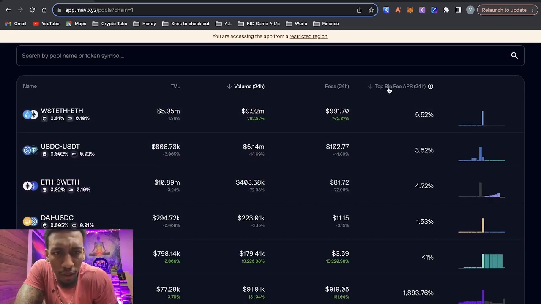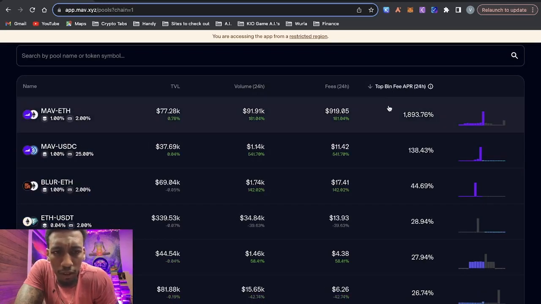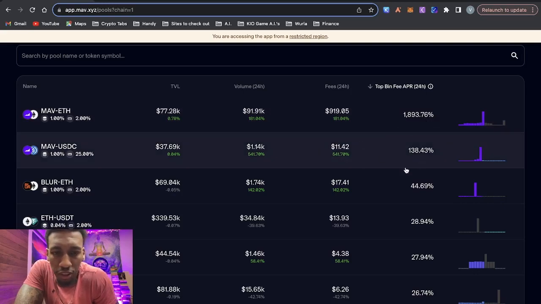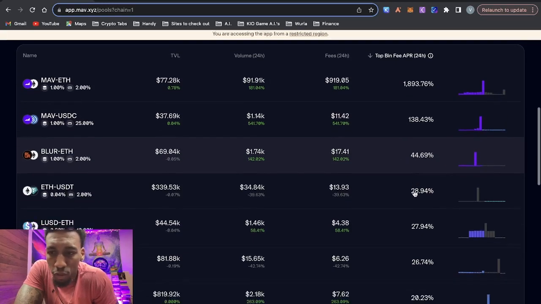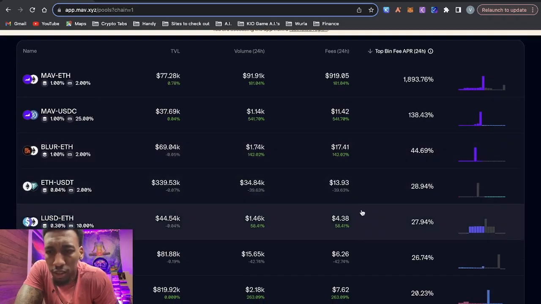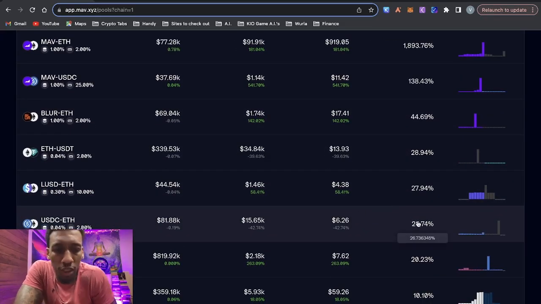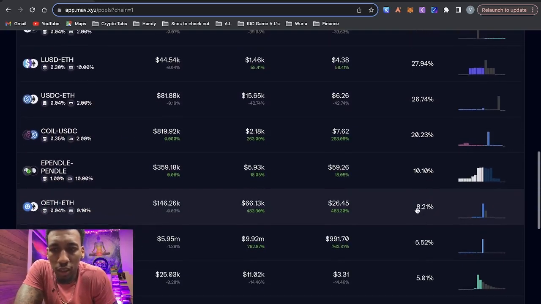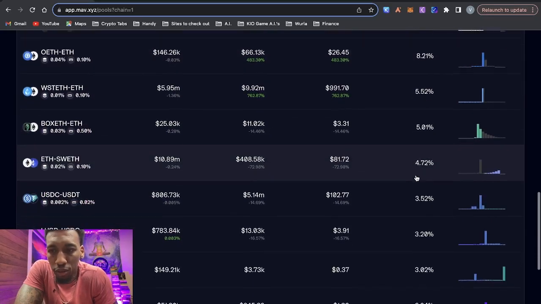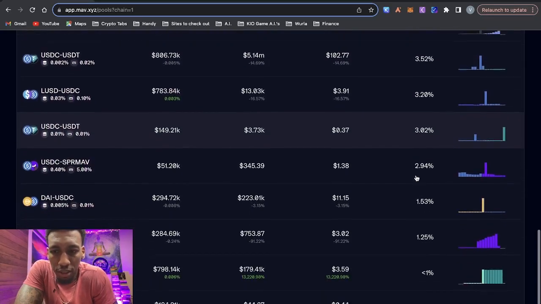So I want to sort by APR. Got MAV ETH for 1800% APY, if you're into that. MAV USDC 138%, Blur ETH 44, ETH USDT, that's not bad, 28.9%, USDC ETH 26.74%. You got the ePendle, but we saw we had the boosted one on there, so it might be a better idea to go to the boosted one if you're getting paid the same for the same risk.